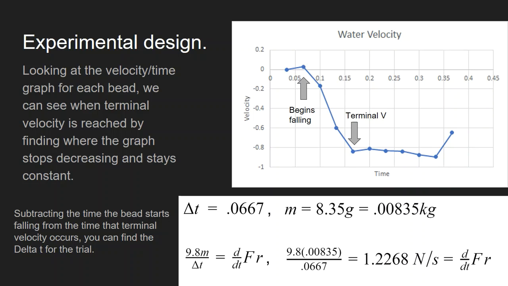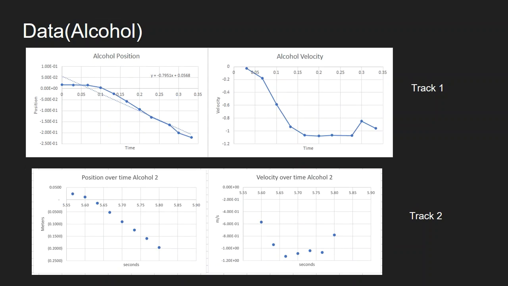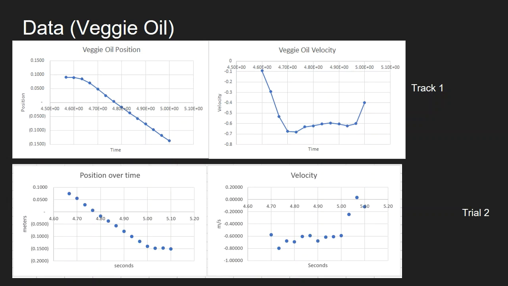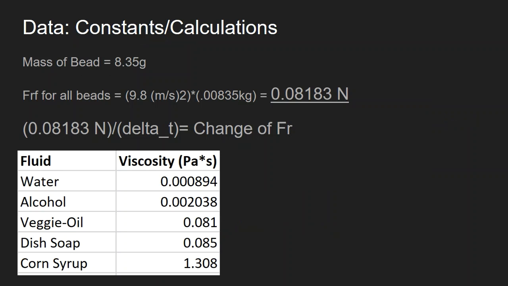Subtracting the time the bead starts falling from the time the terminal velocity occurs, you can find the delta T for the trial. Using this method, we were able to find the delta T values for each fluid, tracking the footage twice to avoid error. The massed beads were 0.00835 kilograms. By multiplying by 9.8 meters per second squared and dividing this number by the delta T value of each track, we get the rate of resistive force over time.